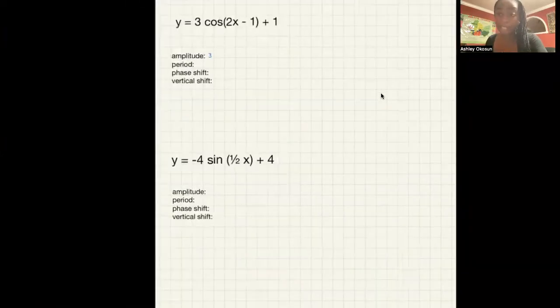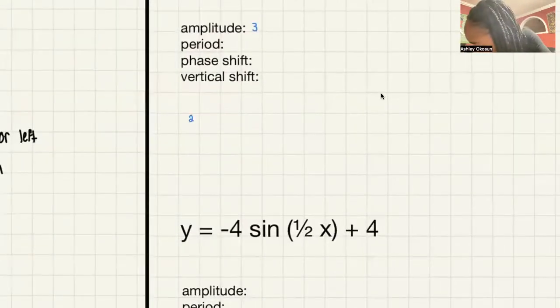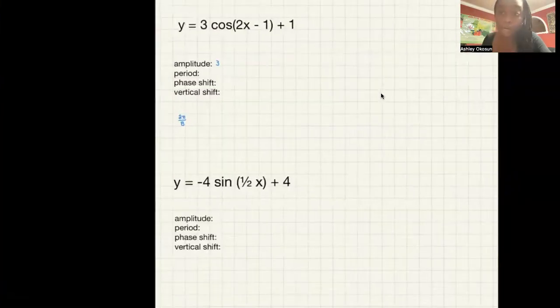Period is something you're not directly plucking out of the equation, but you can use something in the equation to figure out what this is. The equation for period is 2 pi over b. As we can see here, b is usually what comes before x, and the number before x is 2. So we can plug that in for our b. We have 2 pi over 2, and if we simplify that, that's just pi. So our period for this equation would be pi.